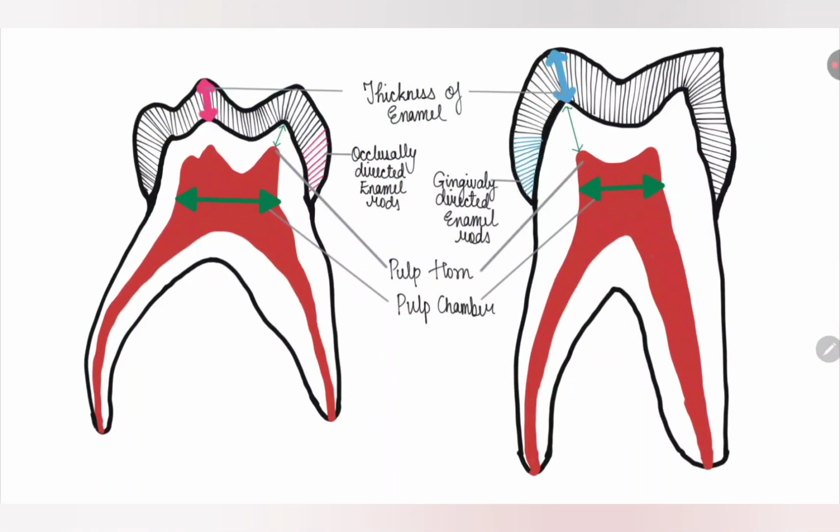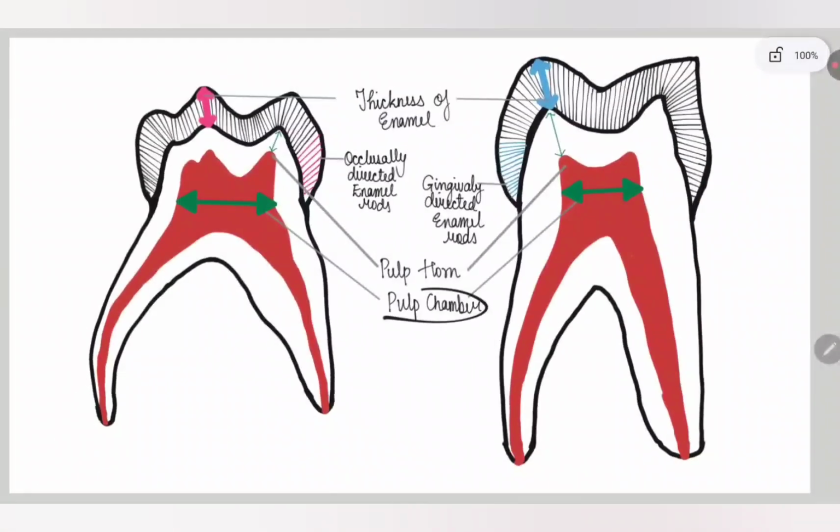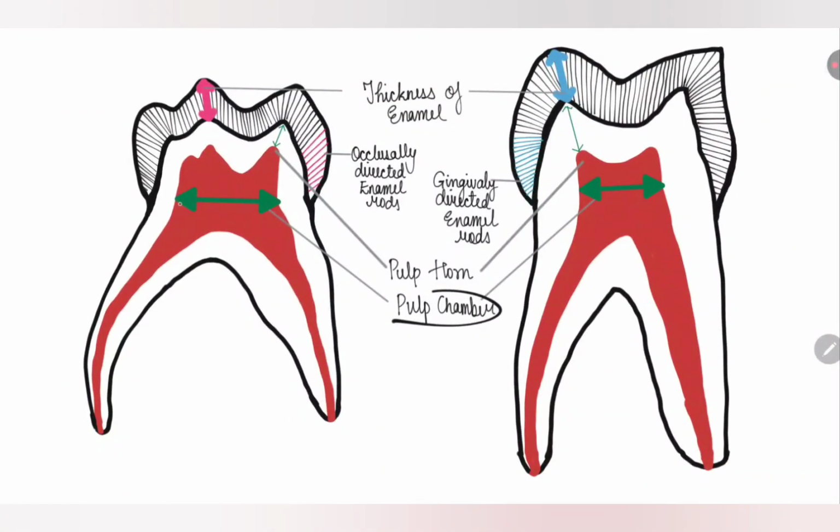So talking about the pulp chamber first, here we can see that the pulp chamber is larger. We have a larger pulp chamber. So what happens whenever there is a carious involvement of teeth? Since the pulp chamber is larger, there will be faster involvement of pulp, right? Whereas in permanent teeth, if there is caries, there will be slow involvement of pulp. The involvement of pulp will take place at a later stage.